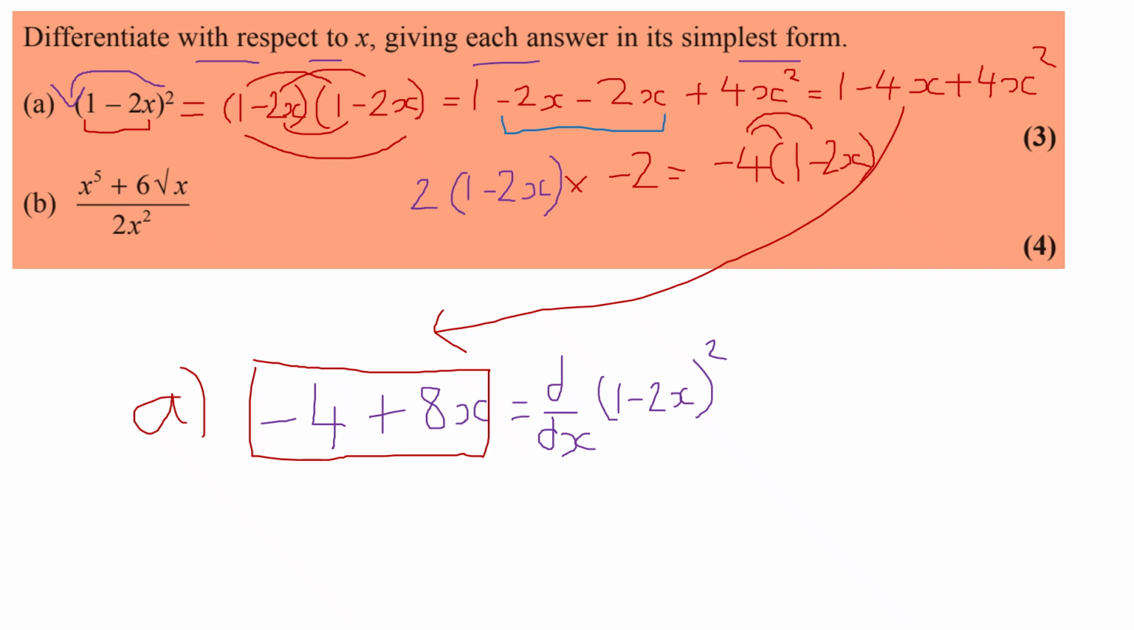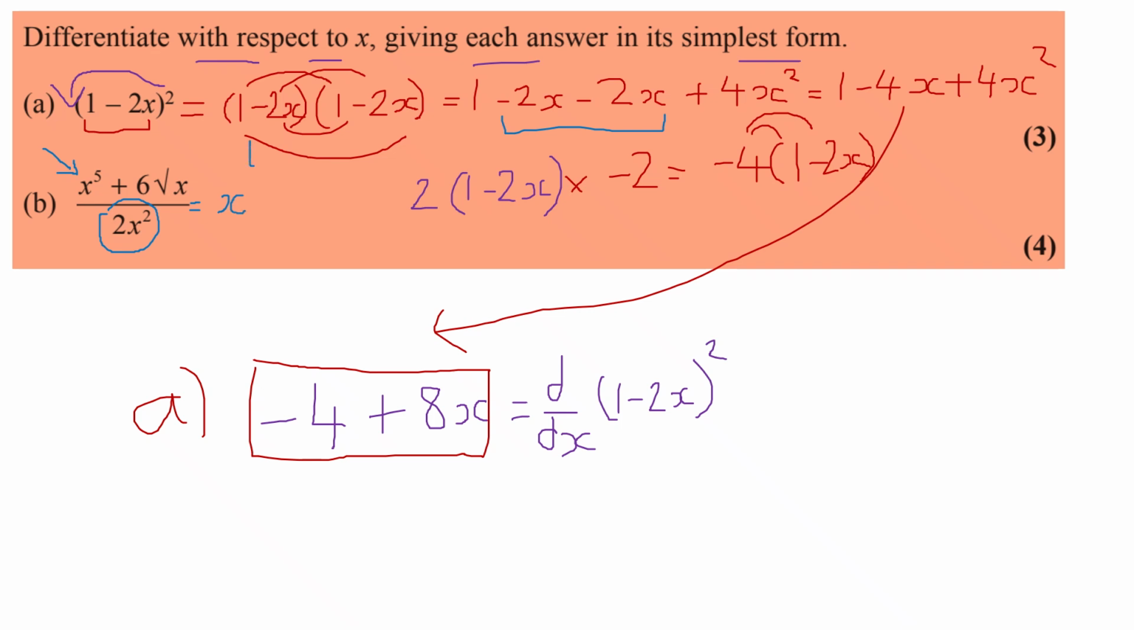What about part B, guys? We've got x to the 5 plus 6 root x all over 2x squared. So at first glance here, it actually looks pretty nice because I've got a fraction here. But because I've got a single term on my denominator, I can split this into 2 separate fractions.